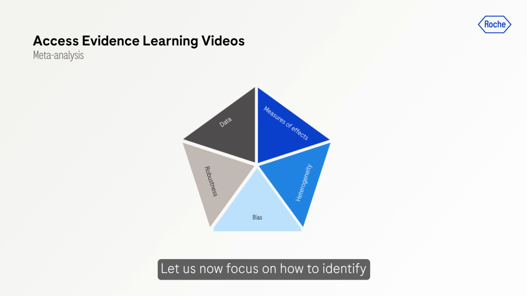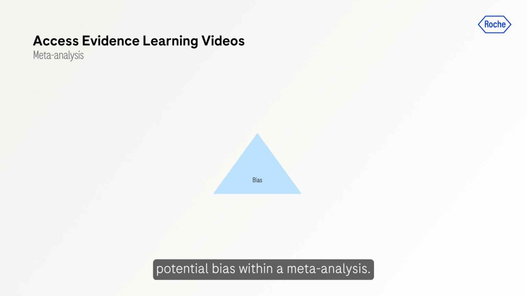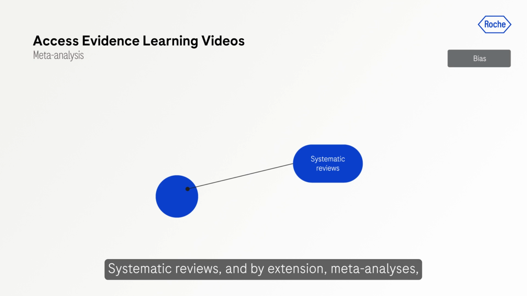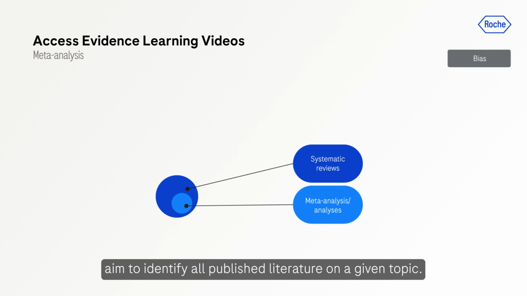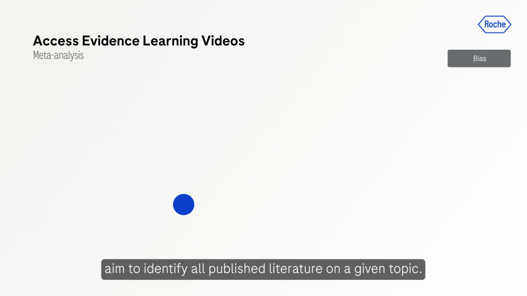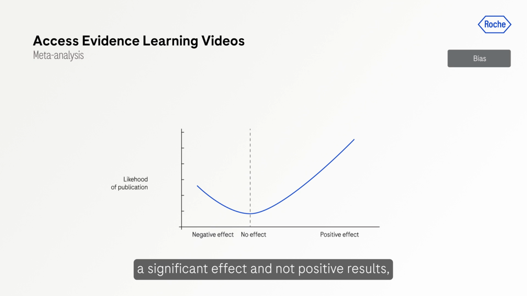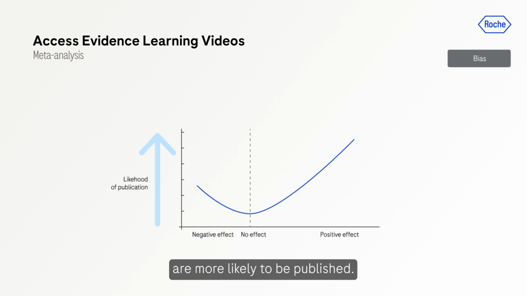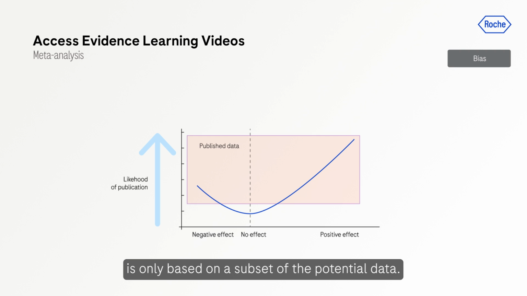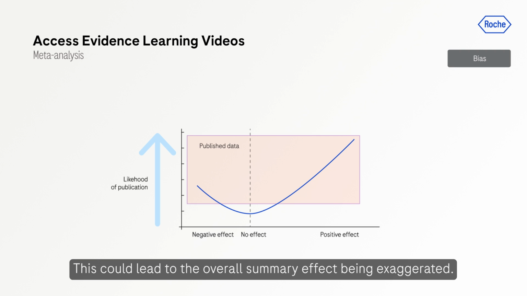Let us now focus on how to identify potential bias within a meta-analysis. Systematic reviews, and by extension meta-analyses, aim to identify all published literature on a given topic. However, reporting bias means that any analysis is unlikely to identify all possible data on a given topic. This is because studies that show a significant effect and/or positive results are more likely to be published. This may mean that the meta-analysis is only based on a subset of the potential data. This could lead to the overall summary effect being exaggerated.